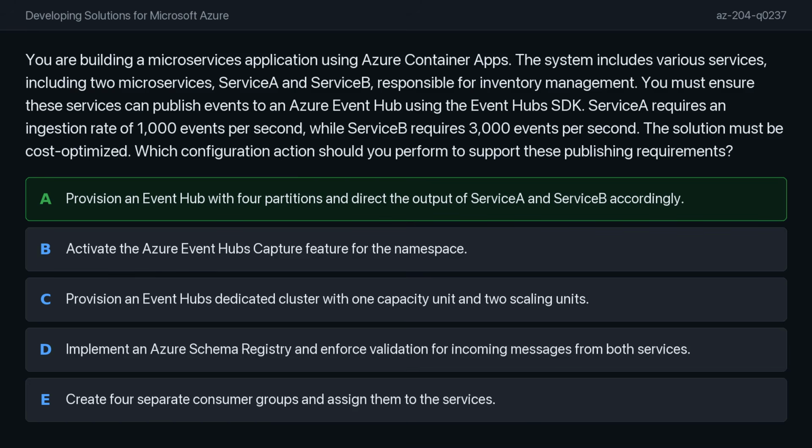Options B, C, D, and E are incorrect because they do not address the fundamental throughput constraint of the ingress partitions. Specifically, capture is for archival, dedicated clusters are for high-scale enterprise scenarios and are significantly more expensive, schema registry is for data governance, and consumer groups are used for read-side isolation rather than increasing ingestion capacity.